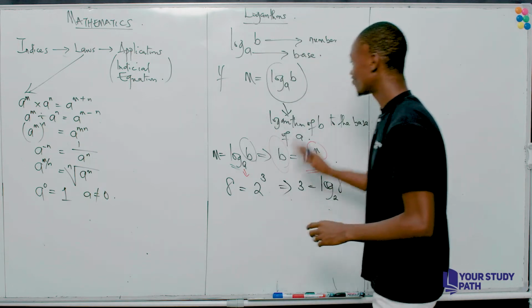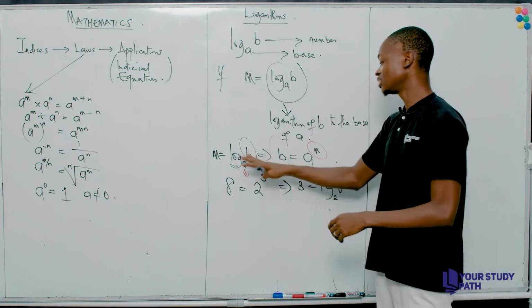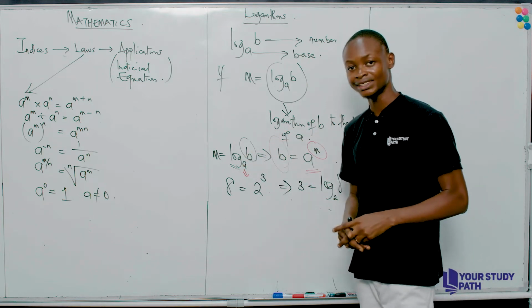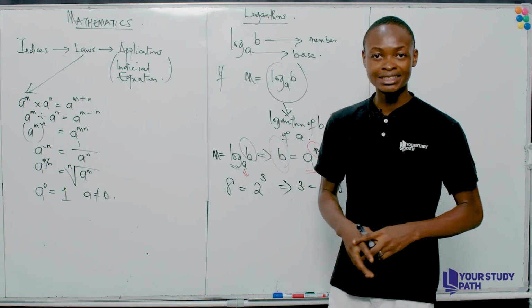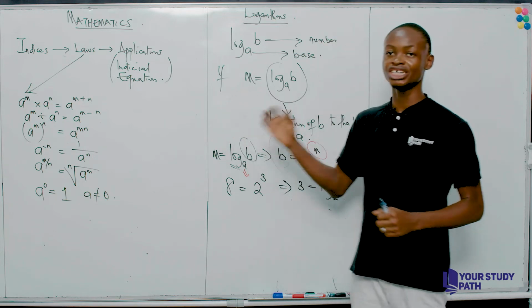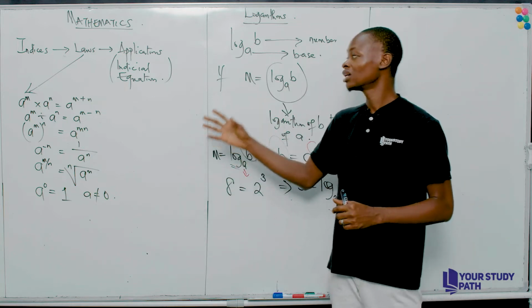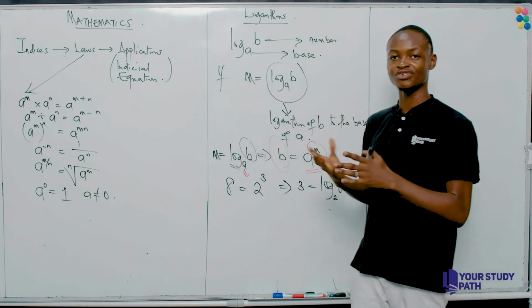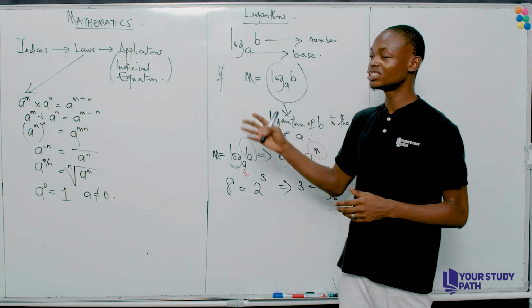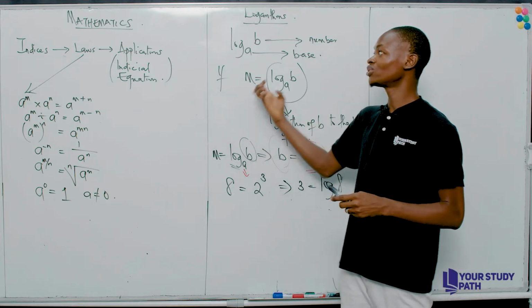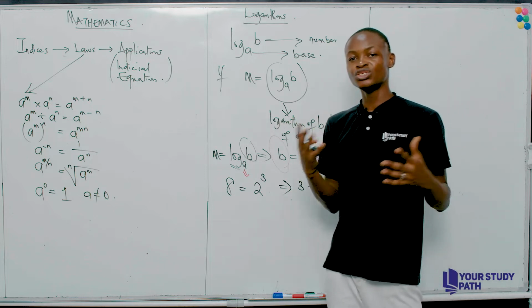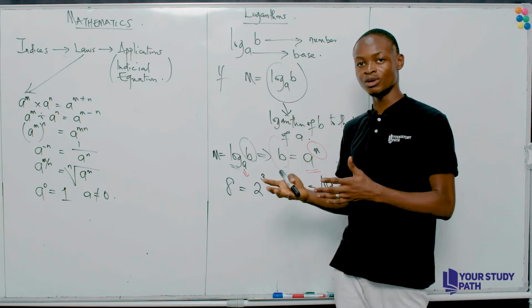So now that we have talked about the relationship between indices and logarithms, because of this relationship that exists, it means that we can easily interchange questions in indices into questions in logarithms and vice versa. If you have a question in indices that is seemingly difficult to solve, you can convert that question into its logarithmic form and use that to solve the problem.